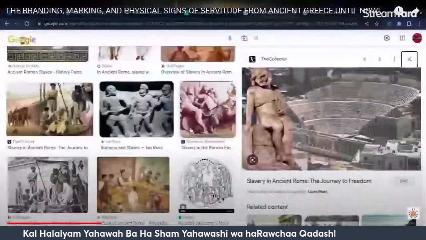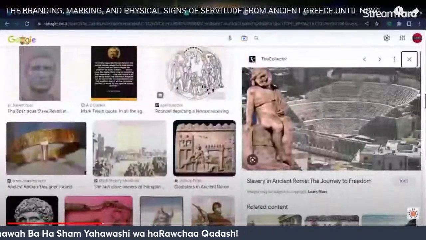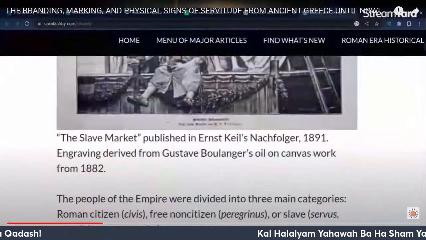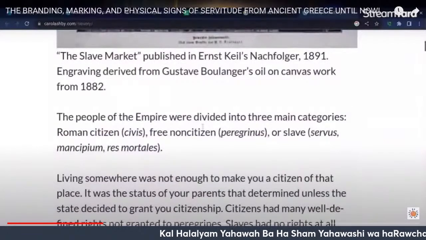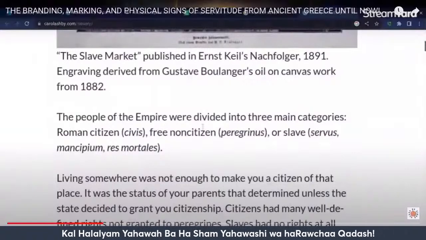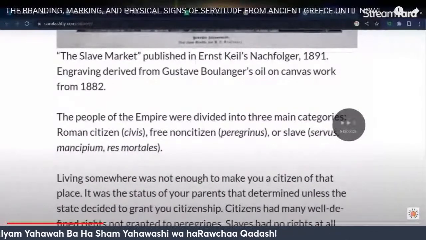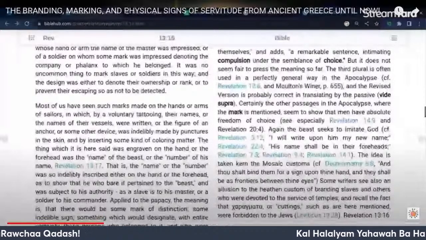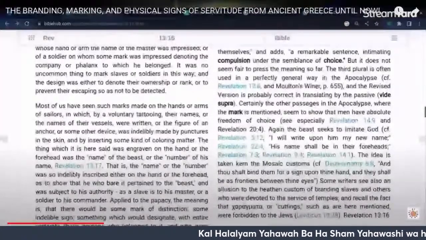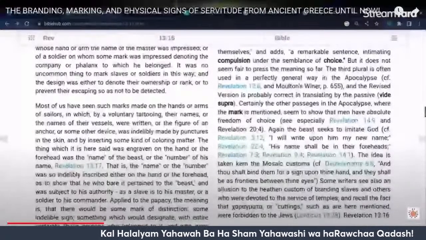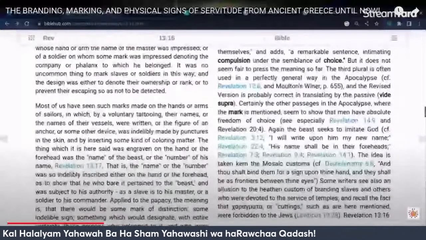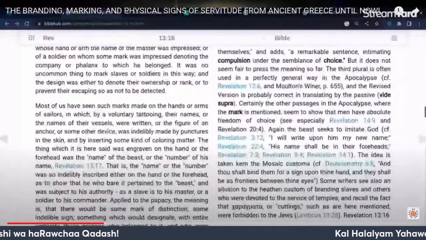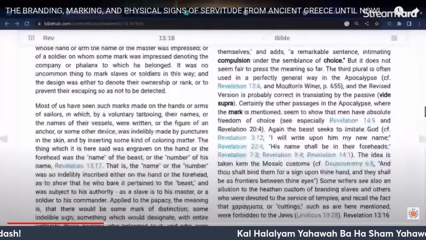So these are more pictures of ancient world brands, ancient world branding and tattooing. Going back to this article, talking about the slave market, the empire. The people of the empire were divided into three categories: Roman citizens, free non-citizens, or slaves. So right now, we even have that division. You've got your homeless, your rich, your poor, your free. It just shows you all the different aspects of the people living in the empire, living in America. You've got your business people, your day laborers, your incarcerated people, your free, so to speak, and your legal aliens, so to speak.